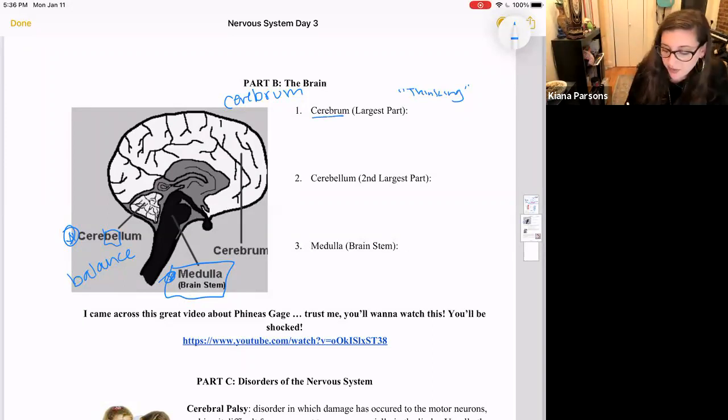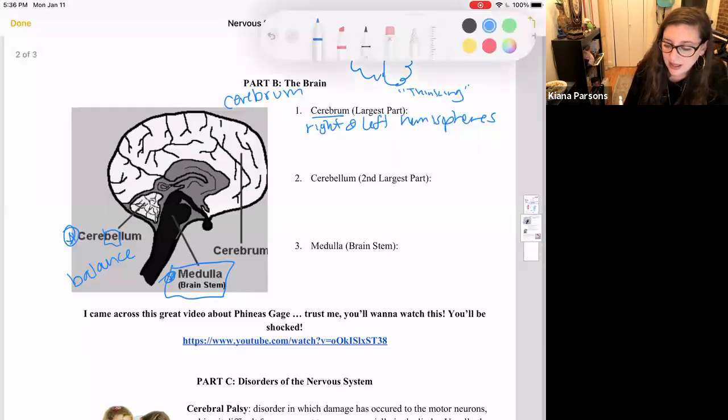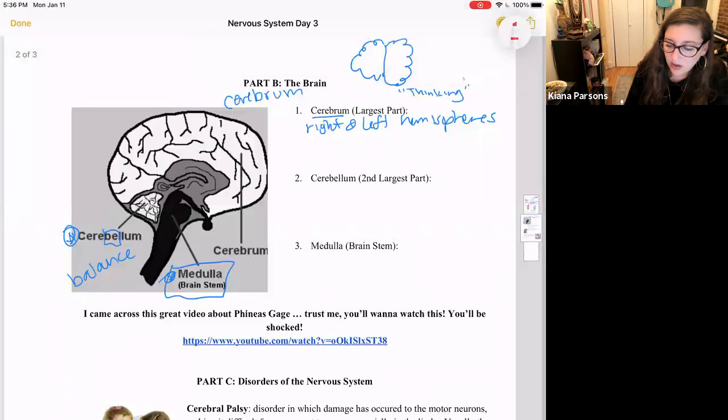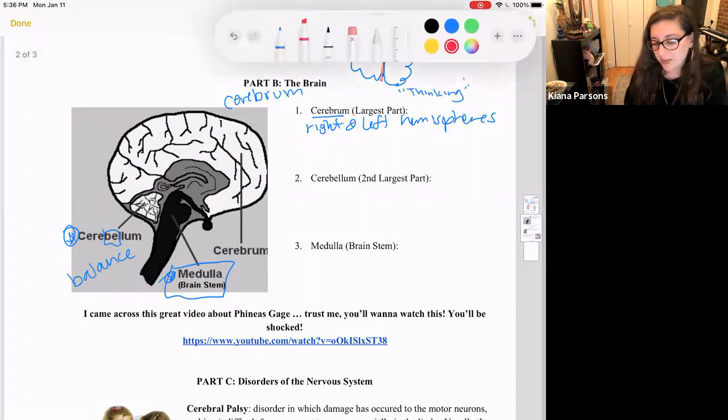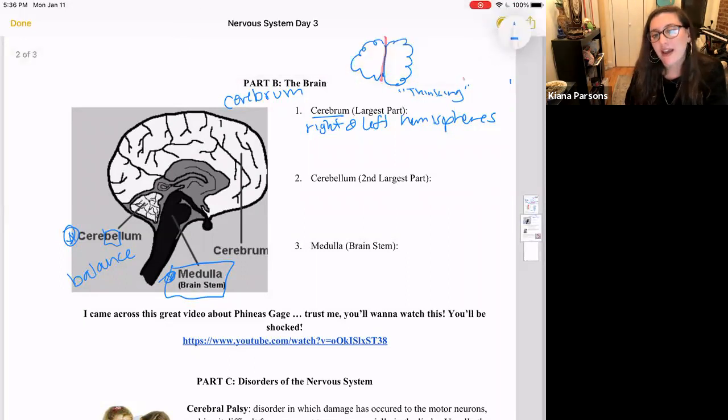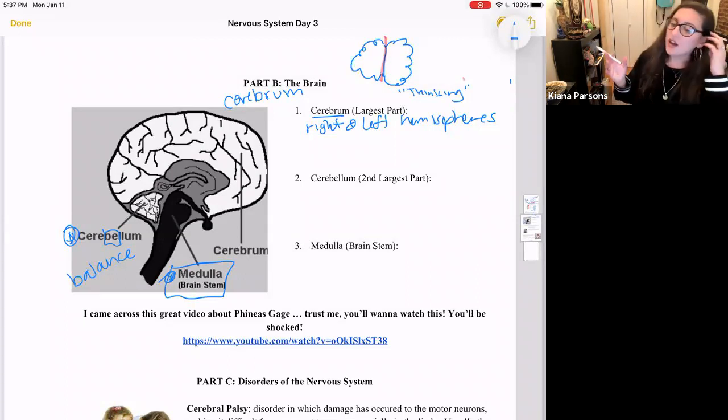So it is composed of the right and left hemispheres. So it's divided into two halves, sort of look like this. And the right and left hemispheres are split by a line down the middle called the corpus callosum. And the function of the corpus callosum and its connectivity between the different parts of the brain has been theorized to be involved in conditions like ADD and other attention problems.